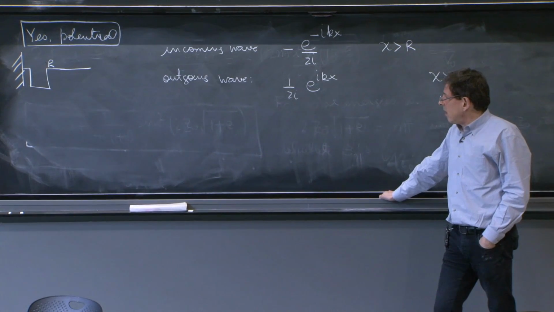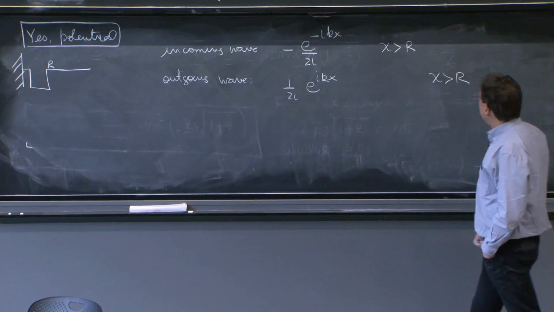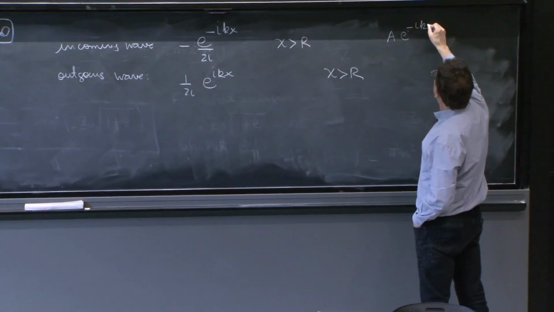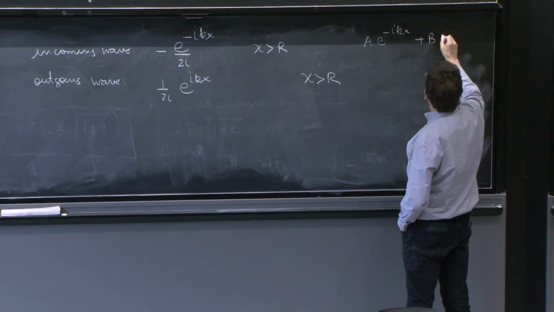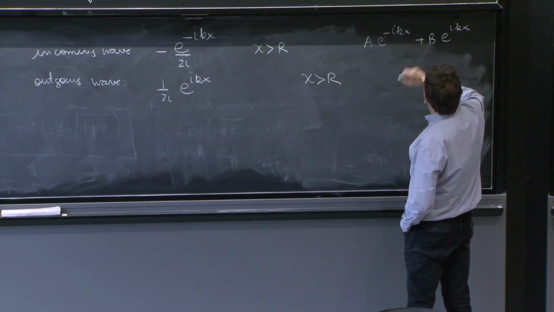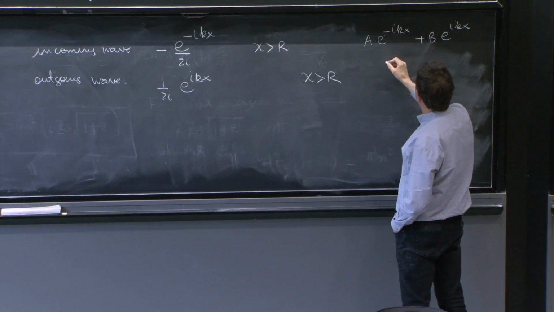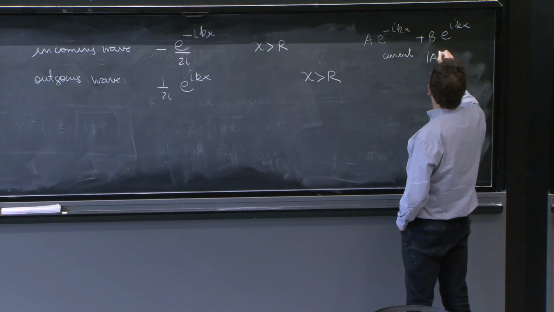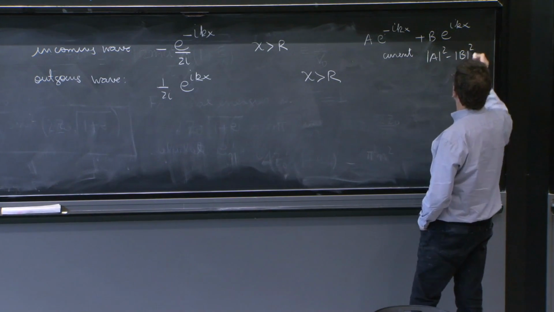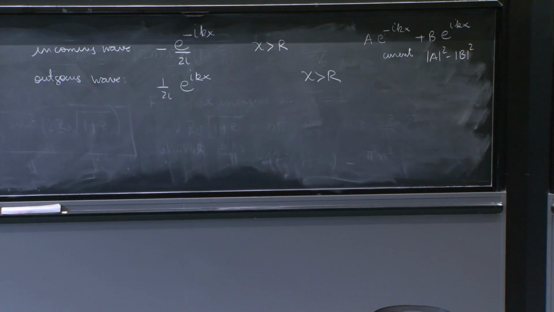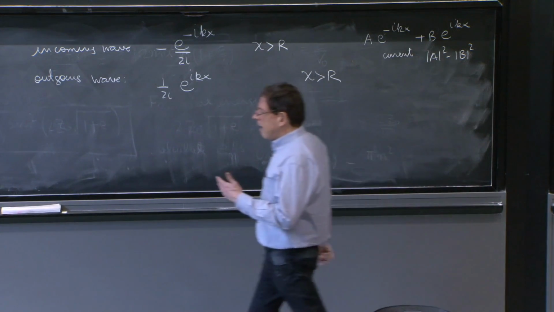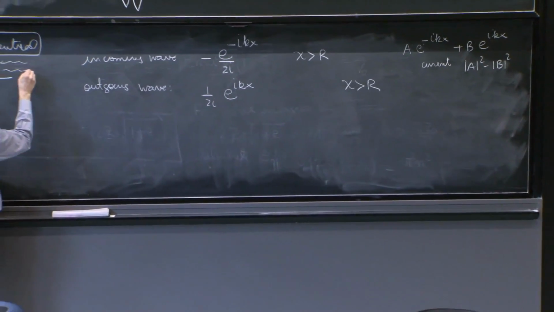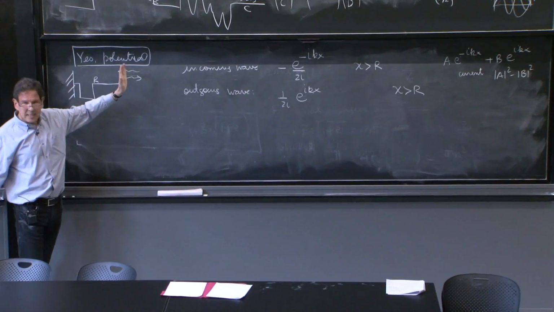But then I think of another thing. Remember, if you had a e to the minus ikx plus b e to the ikx, well, the probability current was proportional to a squared minus b squared. And this time, however, you're sending in a wave and you're getting back a wave. And this is a stationary state.